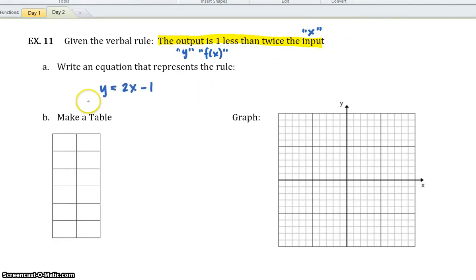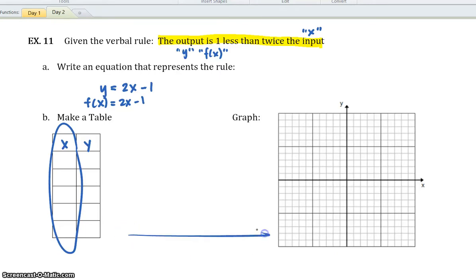If you'd prefer to start using function notation, you can go ahead, instead of y, you can write f of x. And I want you to make a table. If you can't remember what your table value should be, flip back to the front side. Remind yourself, I've said it a couple times in this video, and make your graph. I hope this goes well.